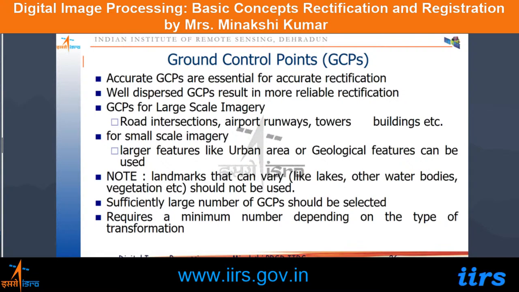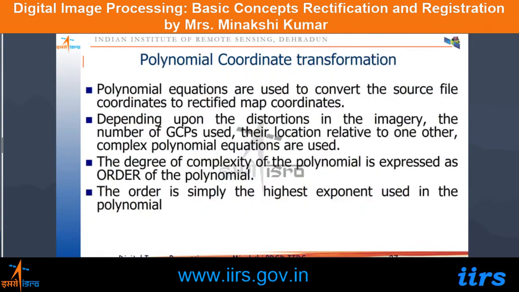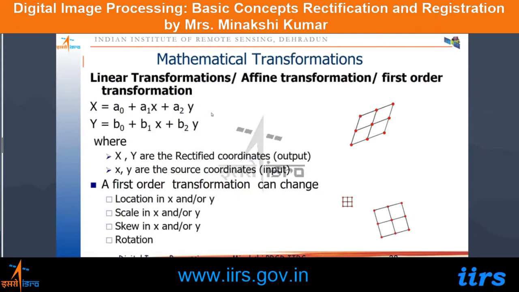We require a number of ground control points depending upon the type of mathematical equation that will be used. The minimum number also depends upon your equation. We can use a simple polynomial equation, a first order polynomial equation, instead of going to the complex polynomials. We can use a simple first order polynomial equation to make the changes in our geometry. So a first order polynomial would be sufficient.